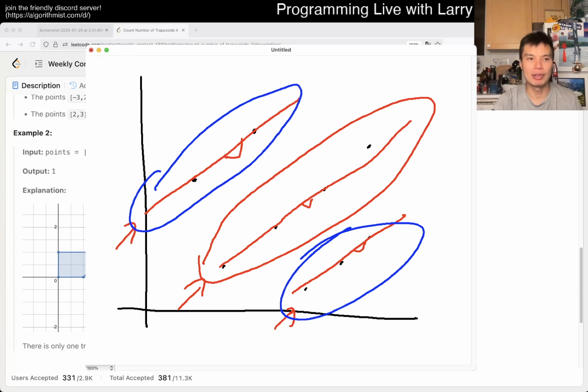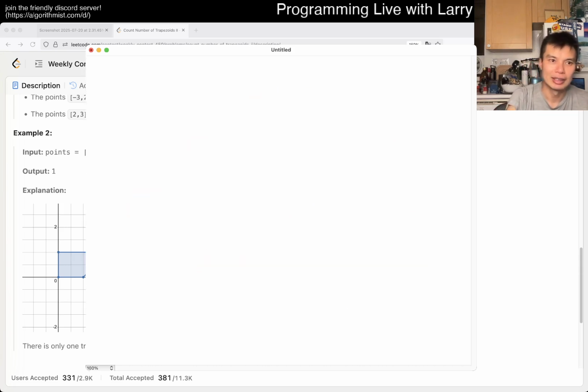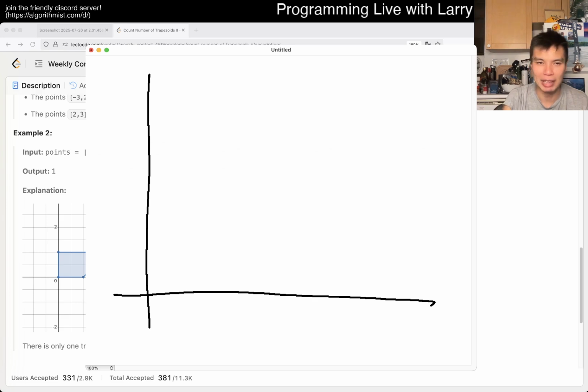The problem is that now we double count some stuff. What I mean by that is, because we have all these angles, let's just say a very simple thing, let's just say we have a diamond.